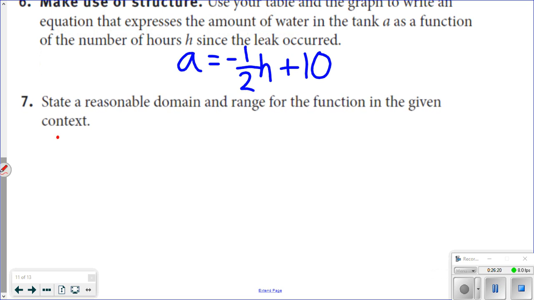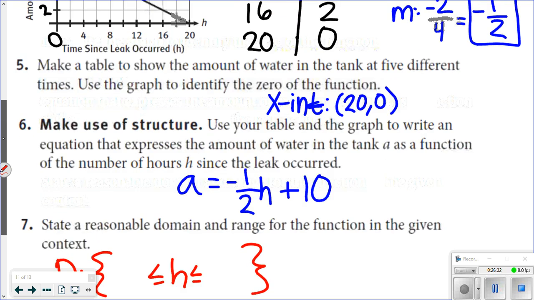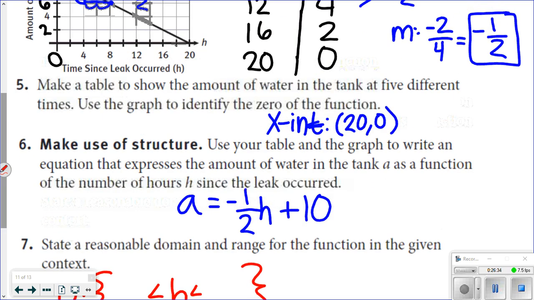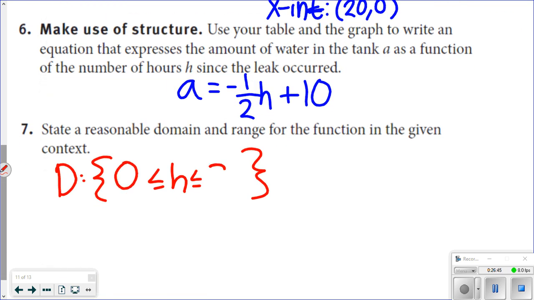State a reasonable domain and range. So domain, we're going to look horizontally from left to right. Let's scroll back up. So we start here at 0 and we go all the way to 20. This is kind of a refresher from domain and range in our previous lessons.